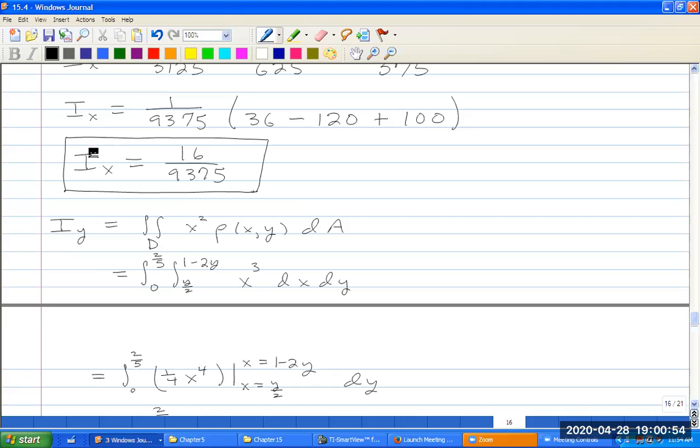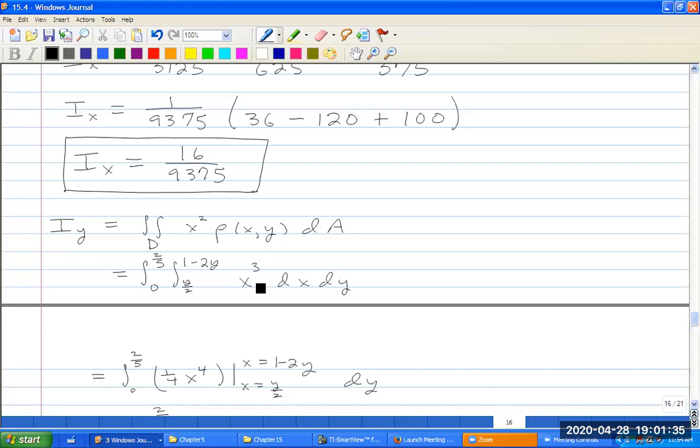So yesterday I found this moment of inertia. Now I want to find the moment of inertia about y. And so I'll do x squared times rho. And so rho, if you recall, was just x. And the triangular region was the same that we've been using in the past two problems. So it's just the integral from 0 to 2/5 from y over 2 to 1 minus 2y.